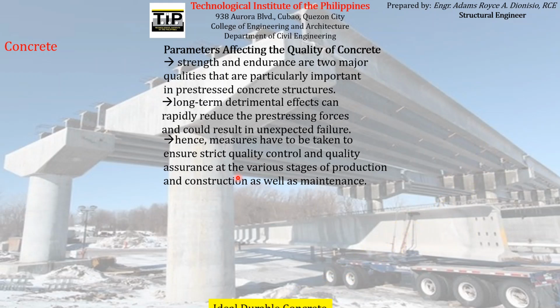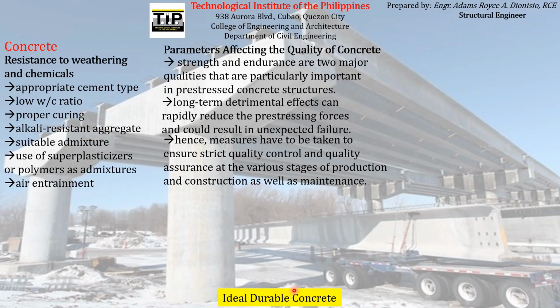So how can we make an ideal, durable concrete? Or what are the qualities of an ideal, durable concrete? First on the list, for a concrete to be ideal or durable, it must be resistant to weathering and chemicals. So can we ensure that our concrete will be resistant to weathering and chemicals? These are the things that we must strictly ensure to be present in our concrete for it to be resistant to weathering and chemicals.